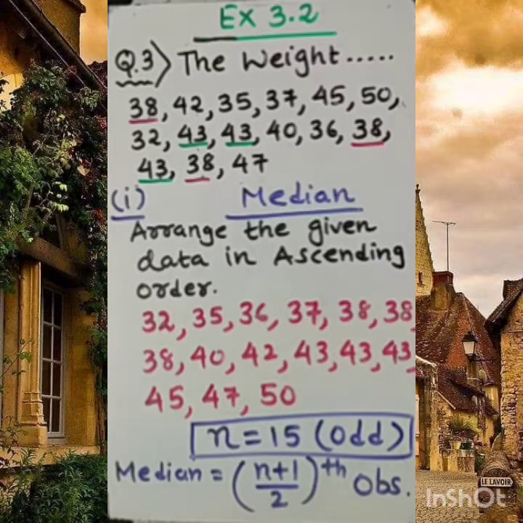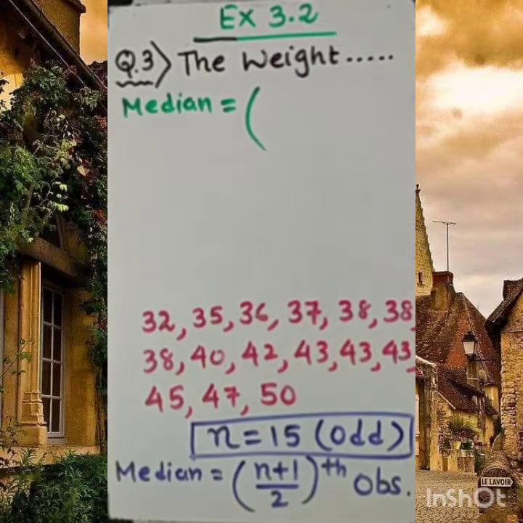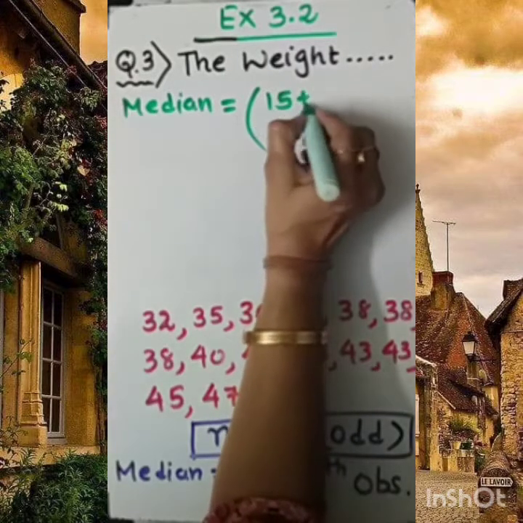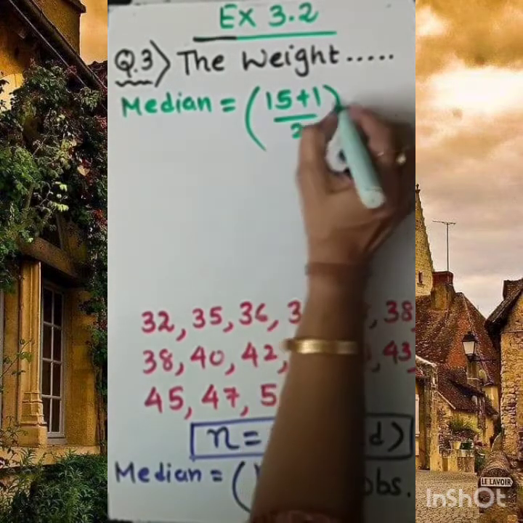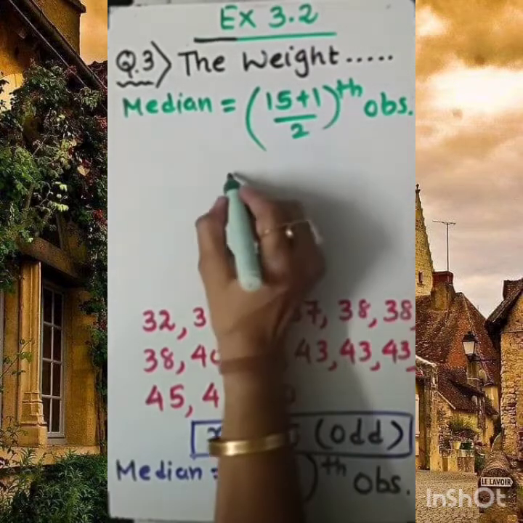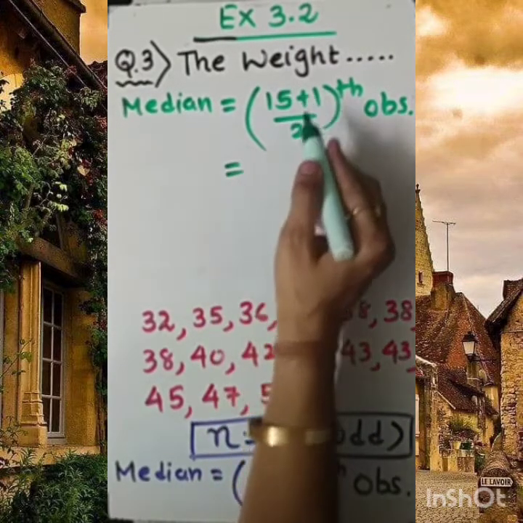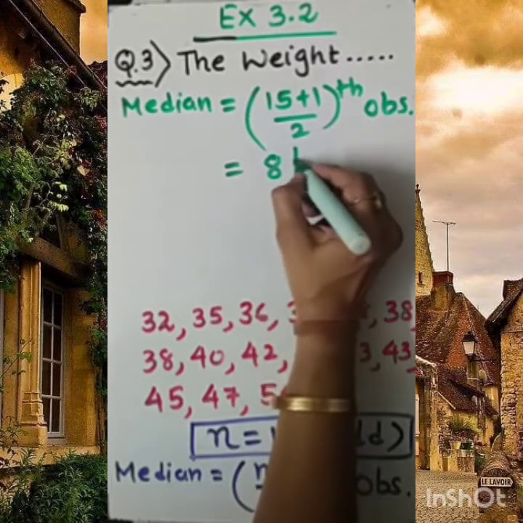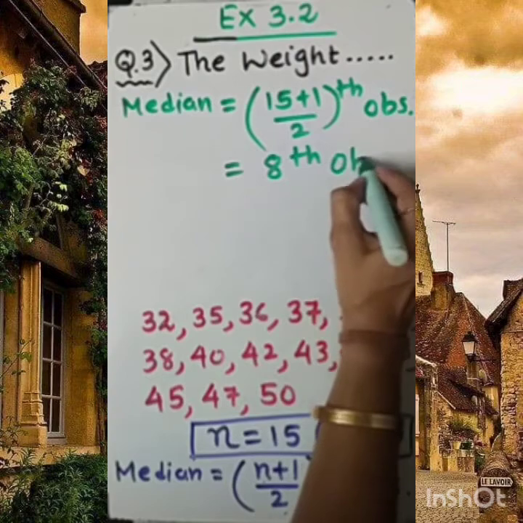Okay, let's work out further. So my dear student, let's continue. Median equal to (n plus 1) by 2. N equal to 15. So (15 plus 1) by 2th observation. Okay. So 15 plus 1, that is 16. And 16 divided by 2. Half of 16. So it must be 8. So we need to write 8th observation.